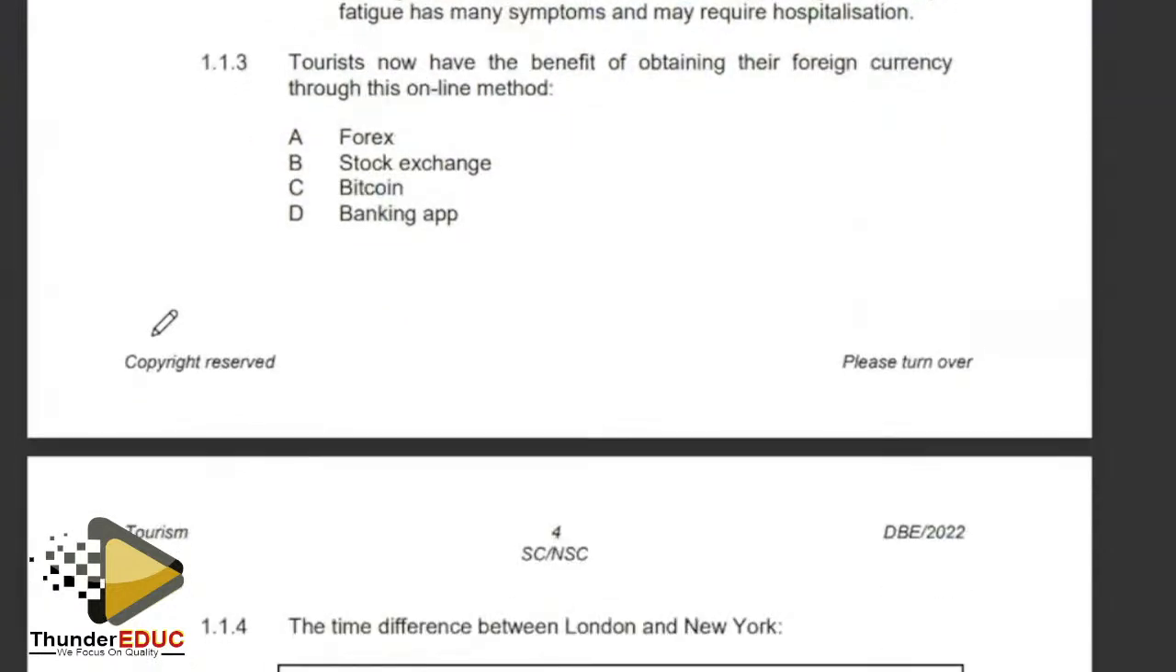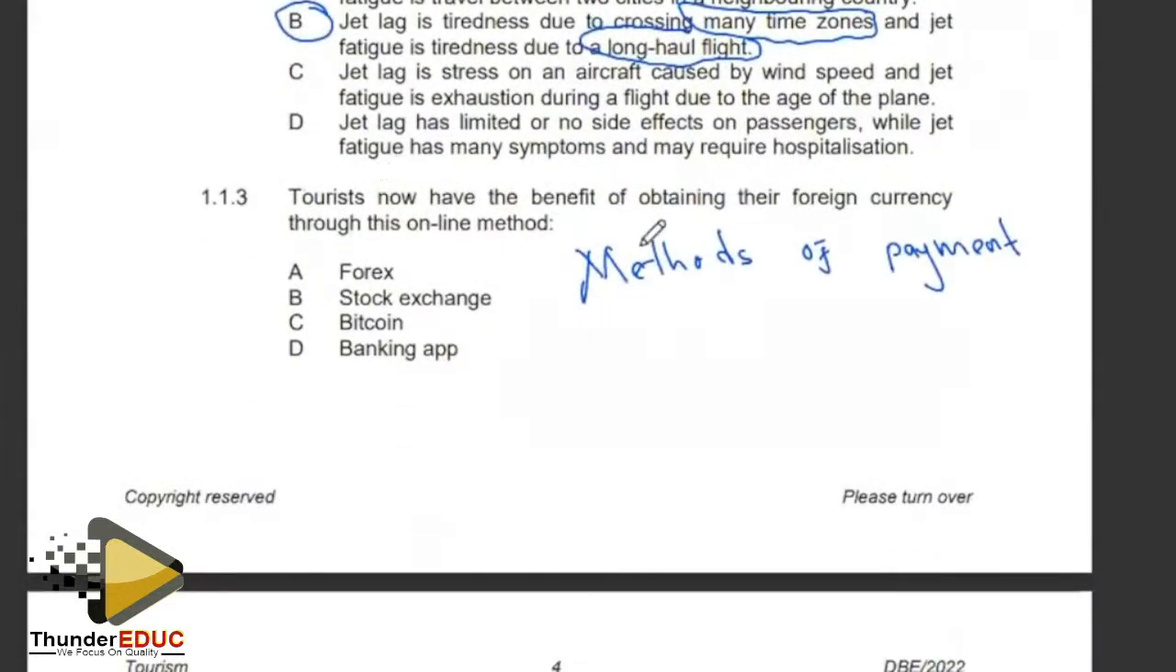Now let's move on to 1.1.3. Tourists now have the benefit of obtaining their foreign currency through this online method. This question actually falls under the topic methods of payment. As you all know, times are changing, even the payment methods are changing as technology changes. So there is now a new method of obtaining foreign currency online.